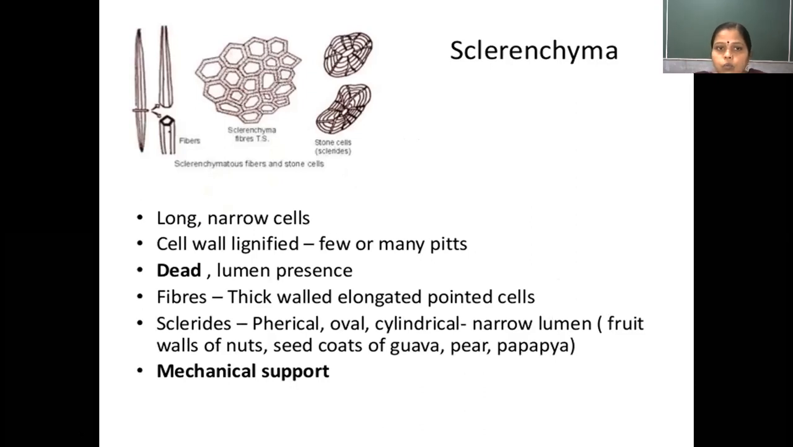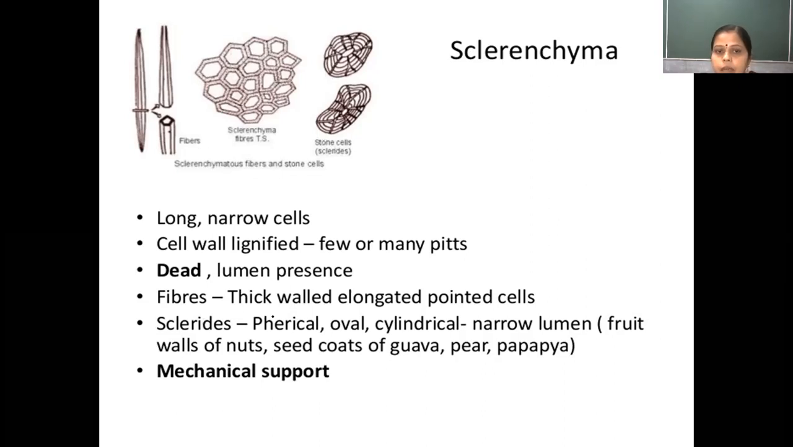So this is about the next simple permanent tissue, that is sclerenchyma. It has two types of cells, fibers and sclereids. These two are the types of sclerenchyma cells. The sclereids are also called stone cells because they are very hard in appearance. These are long, narrow cells with lignified walls. The cell wall of sclerenchyma cells is made up of what? Lignin.